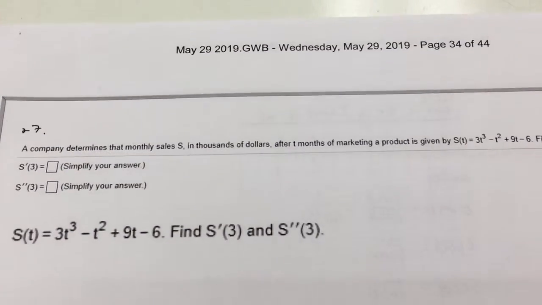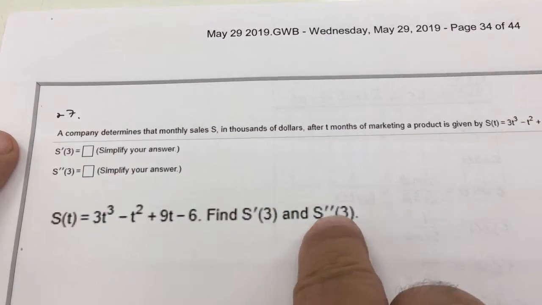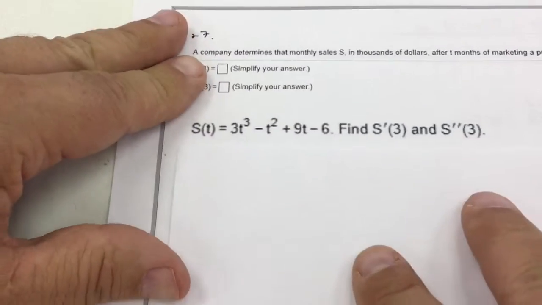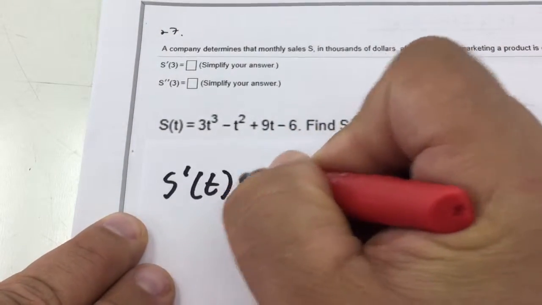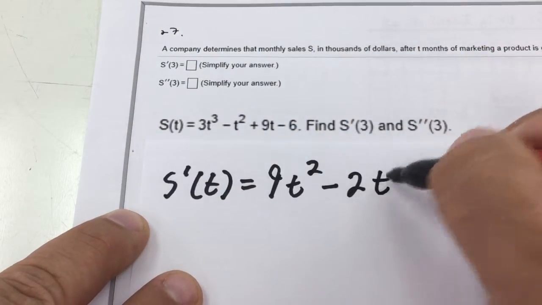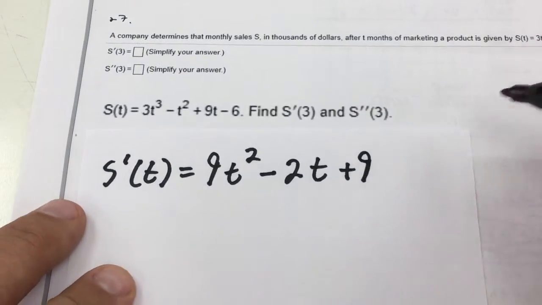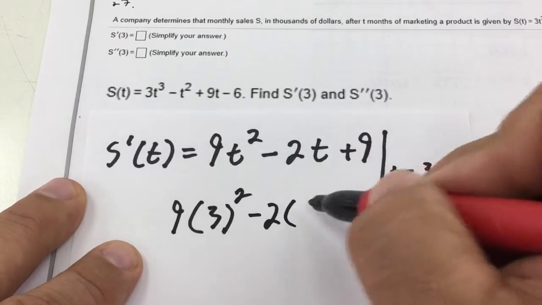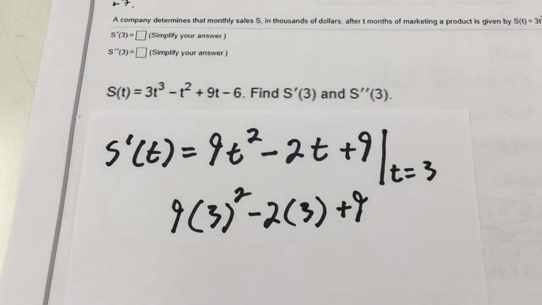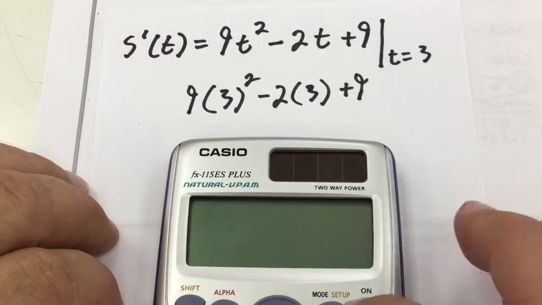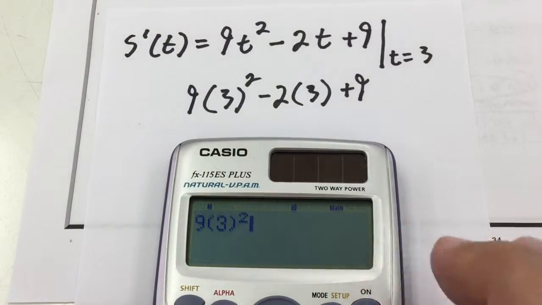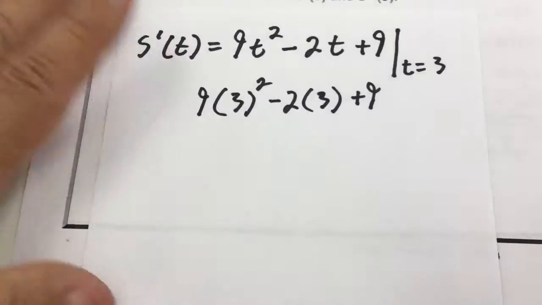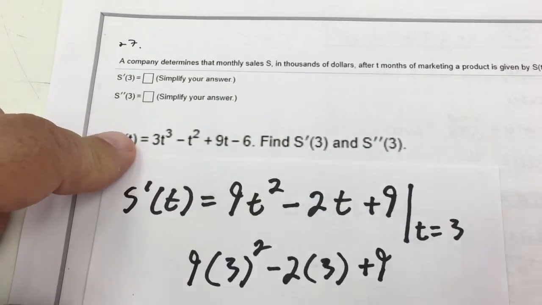They want me to take the derivative and substitute in a 3. Then they want me to take the second derivative and substitute in a 3 also. I'm going to do this one by hand first, and then I'll show you how to use the calculator. So the derivative, s prime of t equals 9t squared minus 2t plus 9. Now I have to evaluate that at t equals 3. So that's going to give me 9 times 3 squared minus 2 times 3 plus 9, and that's going to give me 84. So s prime of 3 is 84.